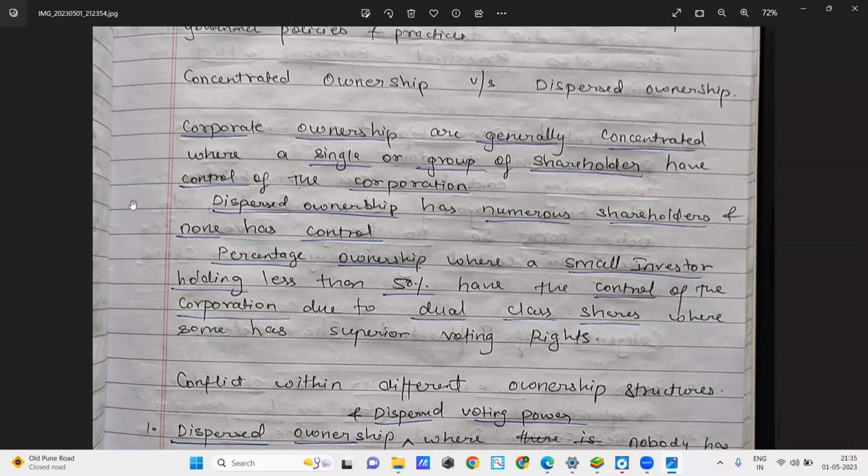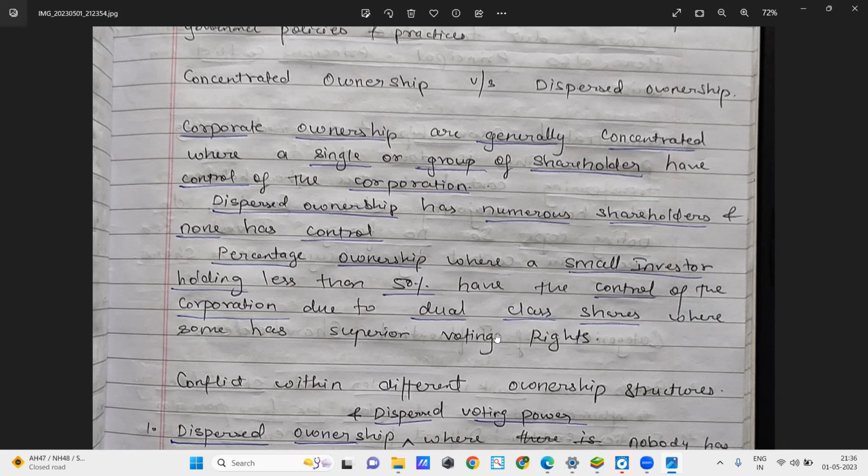Basically, in dispersed ownership, the promoters have laid off all their equity and the majority of the company is held by the public. So there is no one to lead the company. This type of company comes under dispersed ownership. There is also percentage ownership where a small investor holding less than 50% has control of the corporation due to dual class shares, where some have superior voting rights.